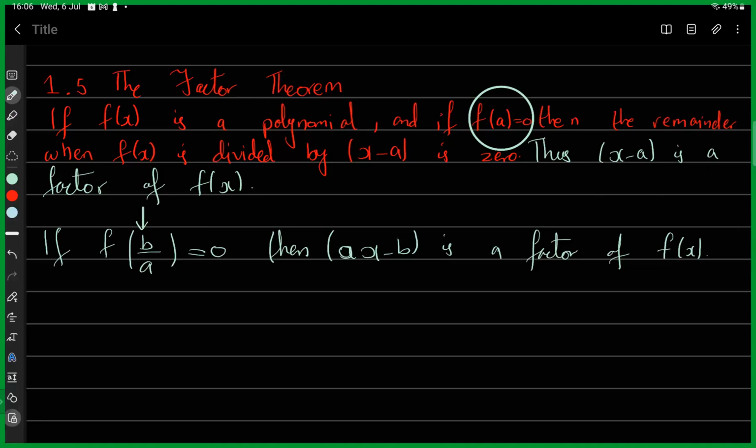So according to the factor theorem, if we are plugging in a in x, or if we are plugging in b by a, and if the function gives you 0, this would imply that it is a factor, because obviously that 0 is the remainder, and if we are getting 0 as the remainder, that thing is obviously a factor. So this is what we know through the formal definition. Let's talk about some examples and then things would get clear.